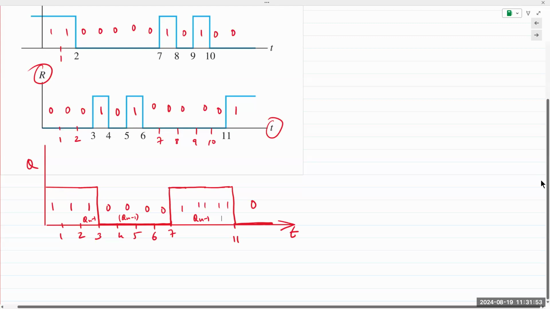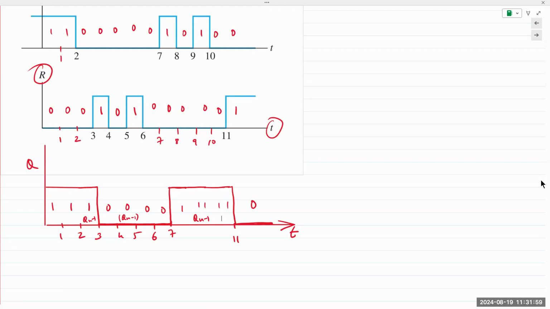All right, questions? Any questions? Everyone clear on what a timing diagram is? Okay.